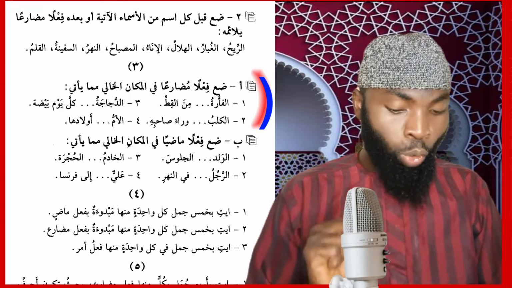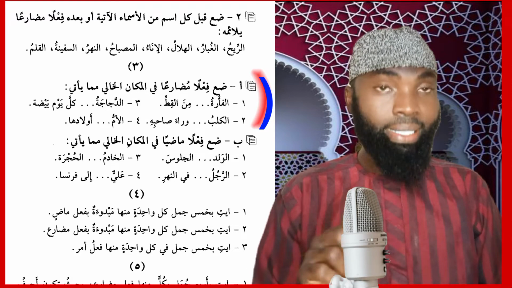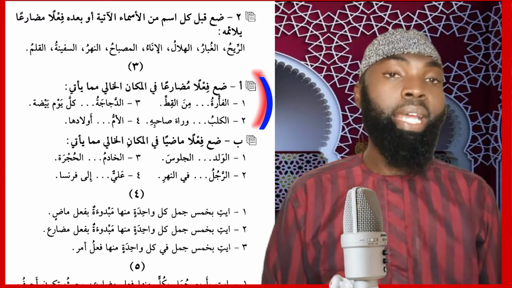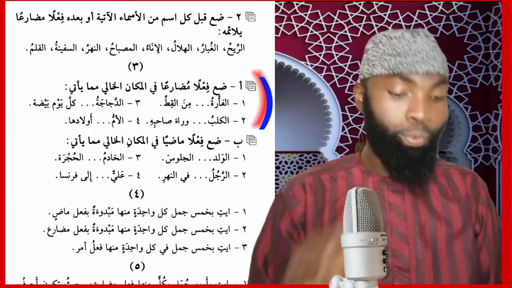Number 4, we have al-ummu, blank, awladaha. The mother, we can say al-ummu tuhibbu awladaha. The mother loves her children. That is a present tense, tuhibbu.